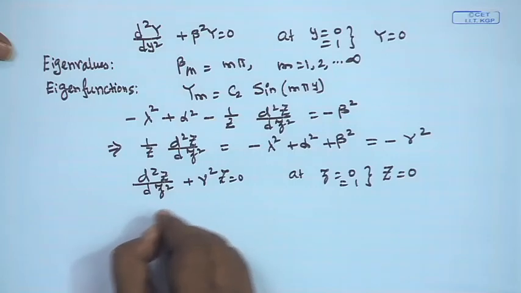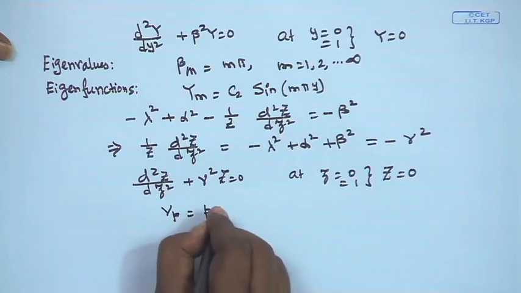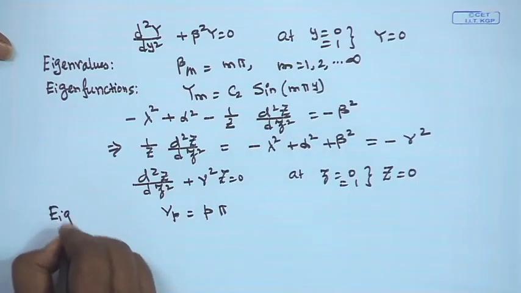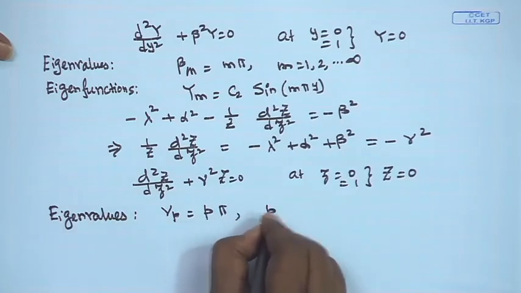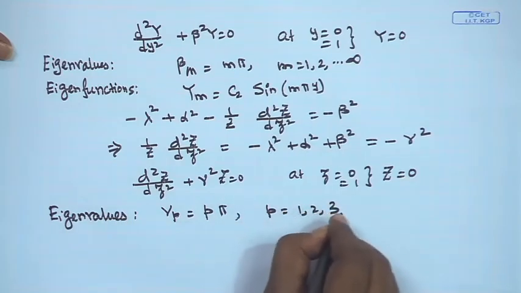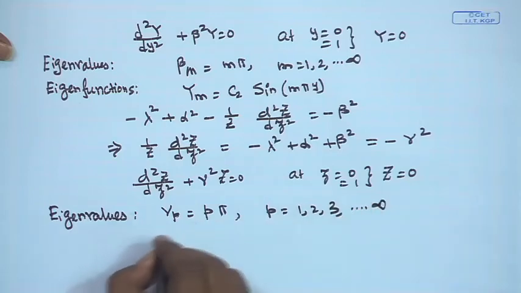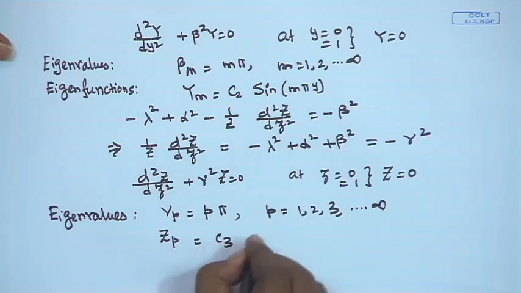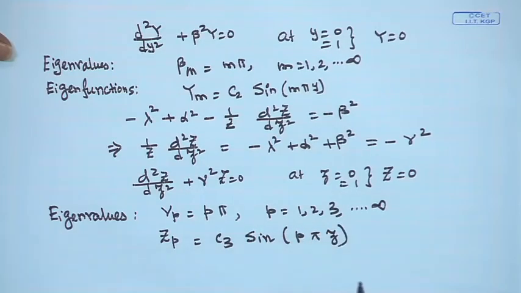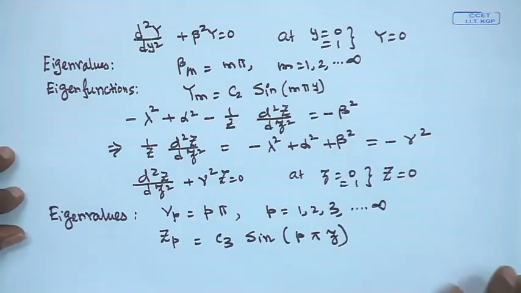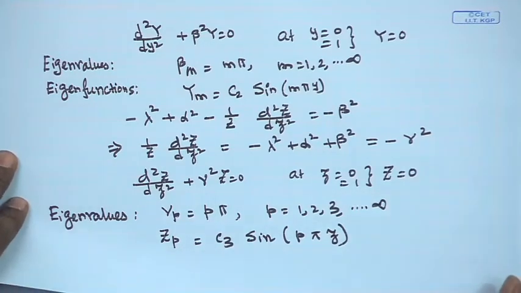So, gamma p will be equal to p pi as the eigenvalues, where p runs from 1 up to infinity, and Z p will be nothing but C 3 sin p pi z. Okay. Now, let us look into what is the value of lambda.